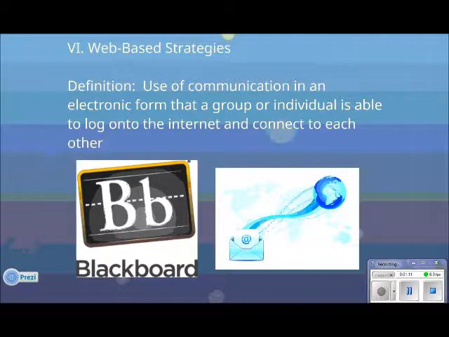The final type is web-based strategies. This is the use of communication in an electronic form that a group or individual is able to log onto the internet and connect to each other. The prime examples of this type include Blackboard, which we are all too familiar with, as well as email communication.